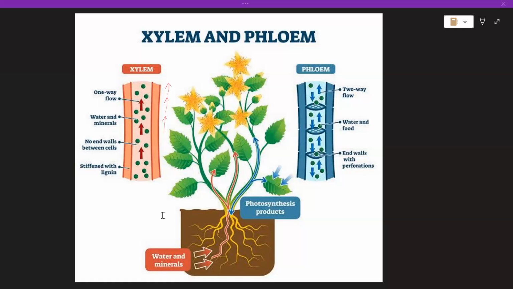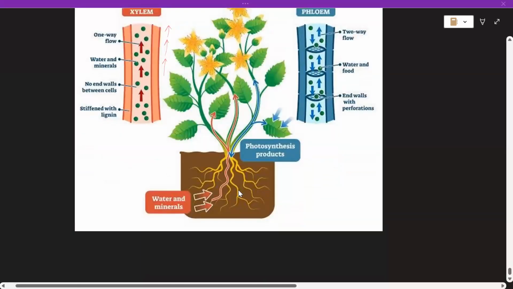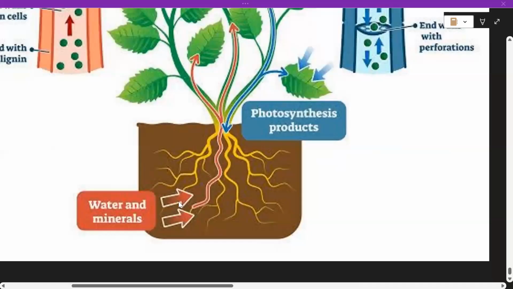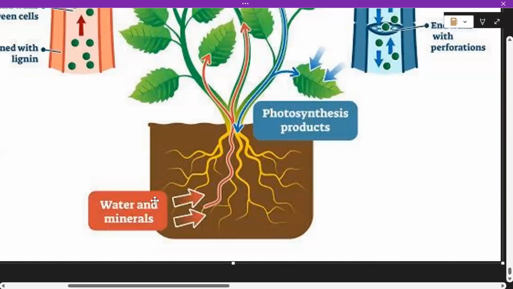Ma'am, do we draw that plant diagram also? Yeah, you can draw it just roughly, not very artistic. The main diagram is the xylem and phloem flow. You can draw this part, wherein it tells you from where to where the flow is.